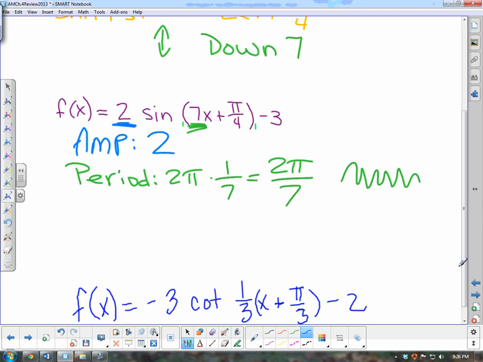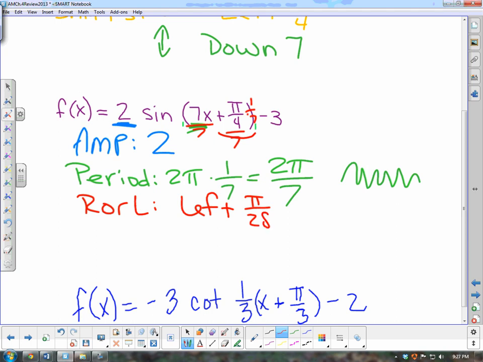Then the shifts, right or left, would be left. But we're not going to call it pi over 4 because you cannot figure out the right and left shift until the x is by itself, which means you've got to divide this by 7 and also divide that by 7, which is the same as multiplying by 1/7. And 1/7 times pi over 4 is pi over 28. And then finally, the up and down shift would be down 3.